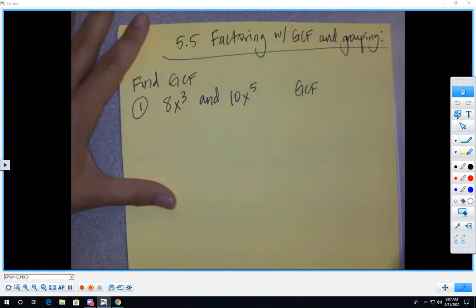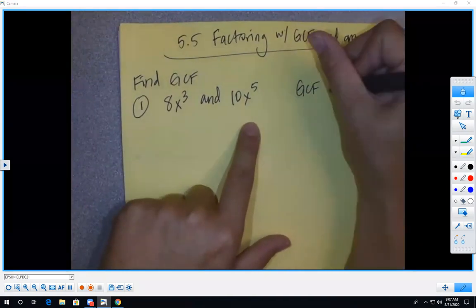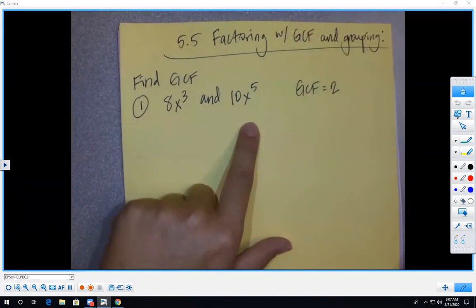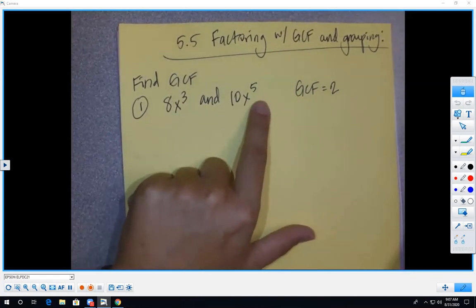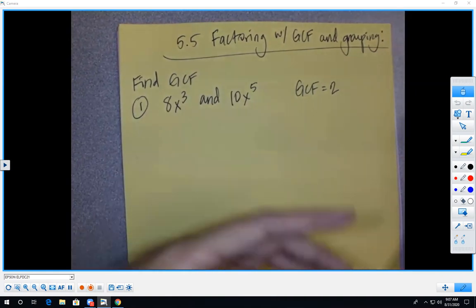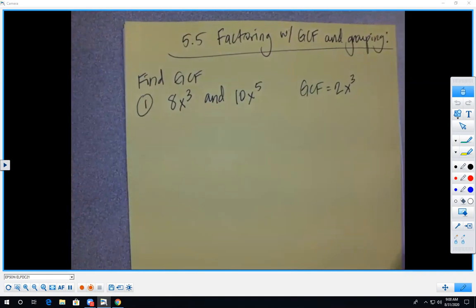Okay, so the greatest common factor here between 8 and 10 is 2. And then with the x's, you think this first one has 3 x's, this has 5 x's multiplied together. What do they have in common? What's the most each of them have? 3. So 2x to the 3rd is the greatest common factor there.